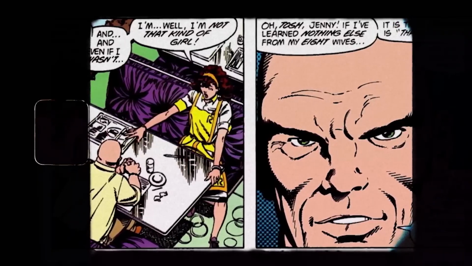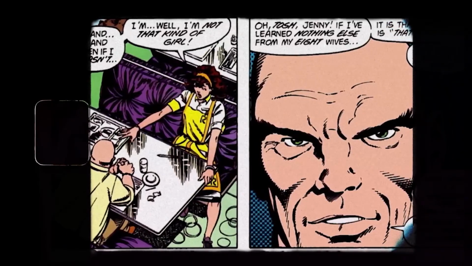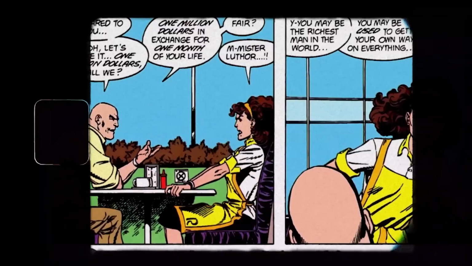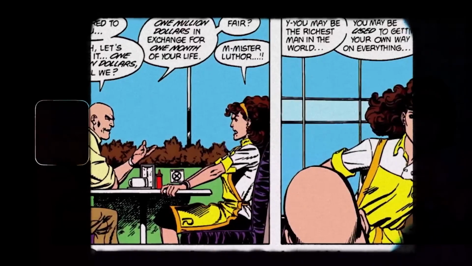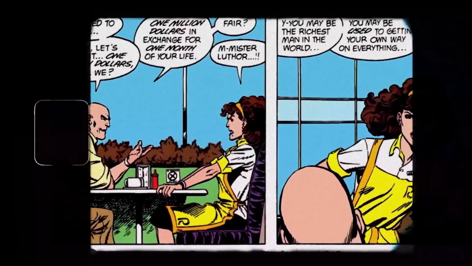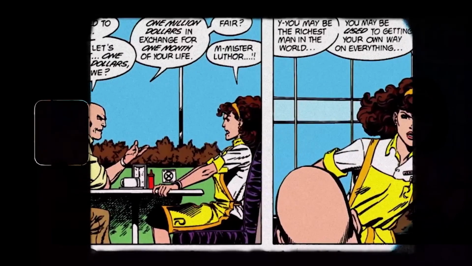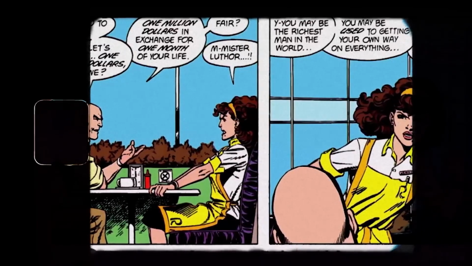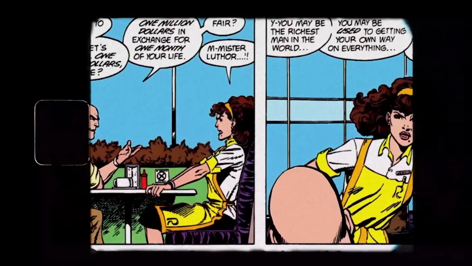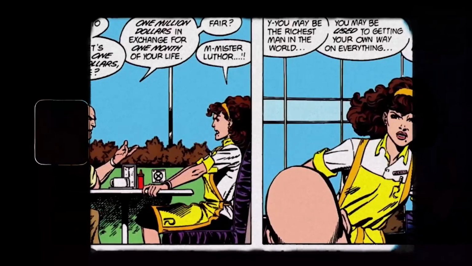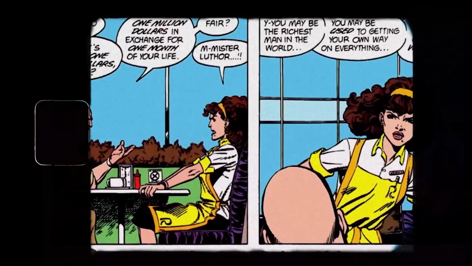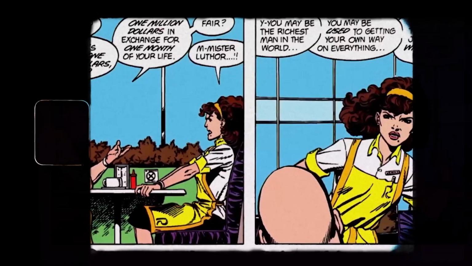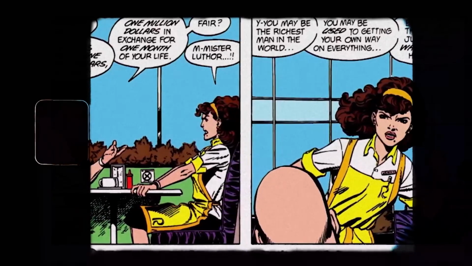For some, it's a wedding ring. For others, it's a contract in Hollywood. I'm willing to offer you, let's say, $1 million. How does that sound to you? $1 million in exchange for a month of your life? Does that sound fair? Maybe he's the richest man in the world, and he's used to getting what he wants. But if he thinks he can just come here and tell me what to do, he's very wrong.